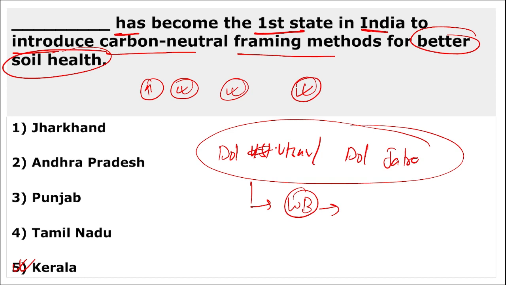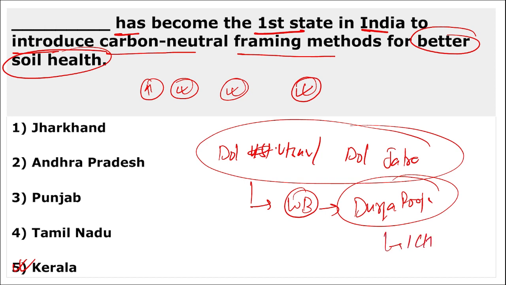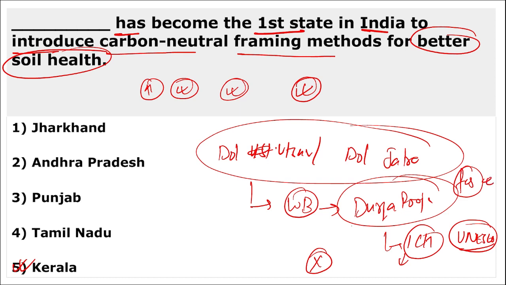Then remember, of West Bengal there was a festival, that is Durga Puja. This Durga Puja has been included into the Intangible Cultural Heritage List of UNESCO. What is the Intangible Cultural Heritage List? Intangibles are the things that you cannot touch. So Durga Puja is a festival, it is a vibe, you cannot touch the festival. That is the reason this was included into the Intangible Cultural Heritage List of UNESCO, and it is of West Bengal.